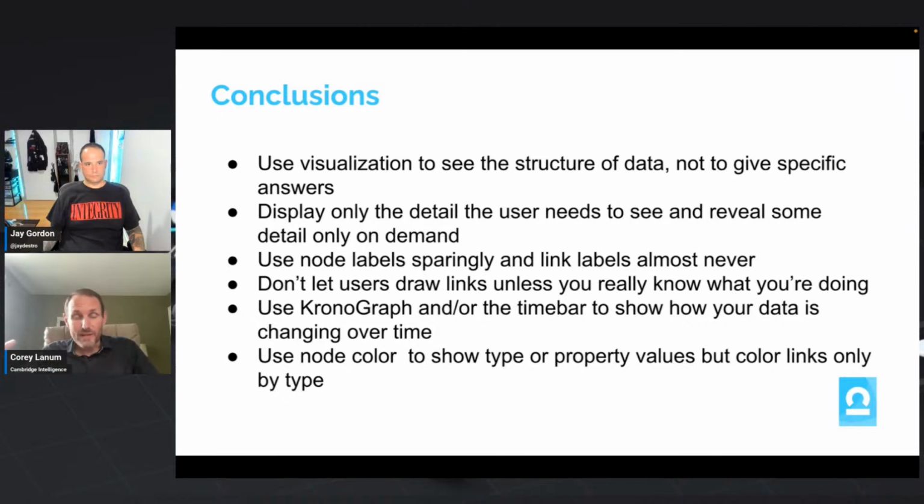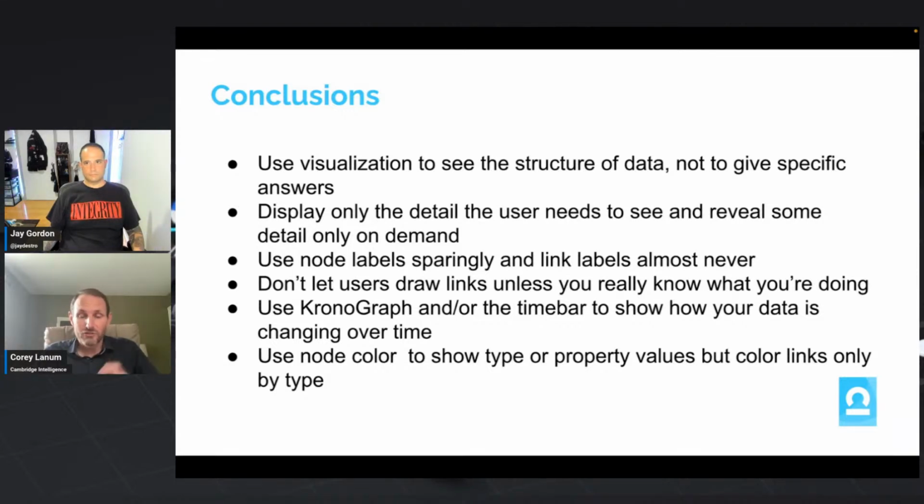And then chronograph: if you have data that's changing over time and it's important for the user to understand those patterns in time, then moving beyond the node-link representation and showing a timeline or a heat map or something like that can be really helpful as well. And then the last one is color.